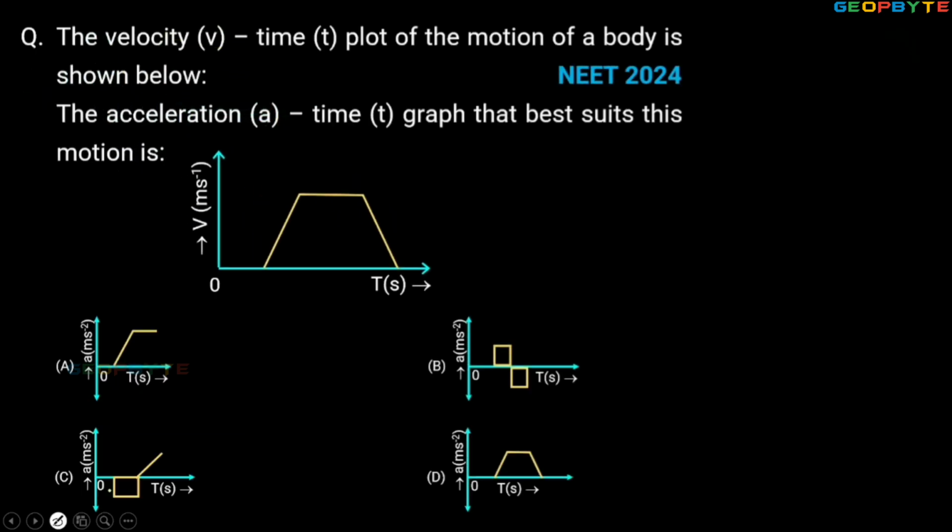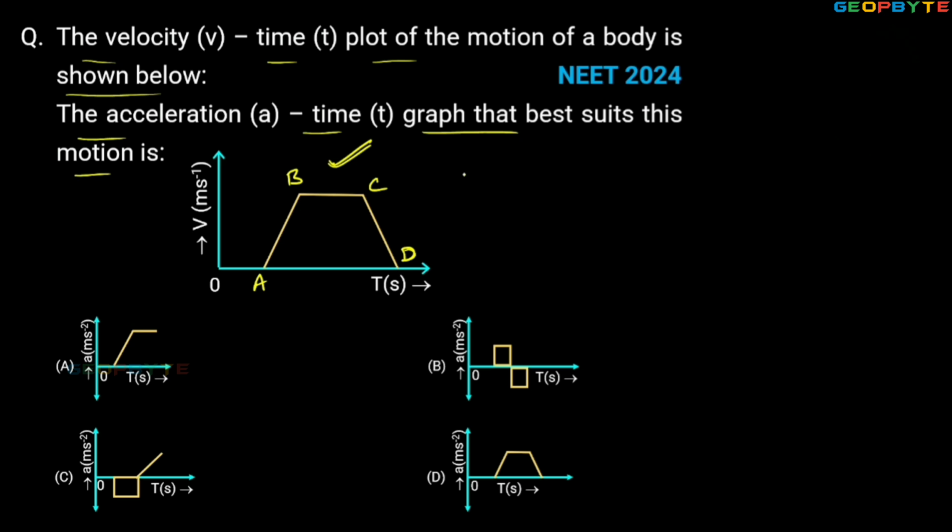Look at the question. The velocity versus time plot for the motion of a body is shown below. Look at the velocity versus time graph. A, B, C, D is representing the velocity versus time graph. The acceleration versus time graph that best suits for this motion. That means the same diagram with acceleration versus time graph is asked.